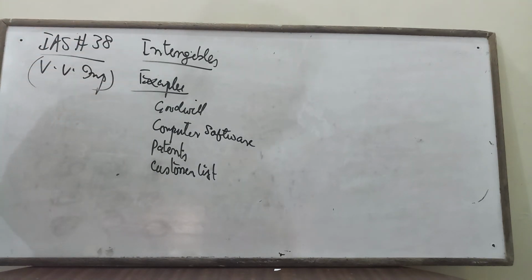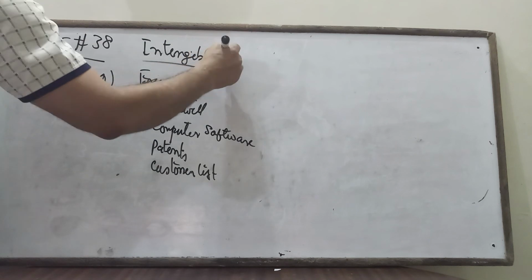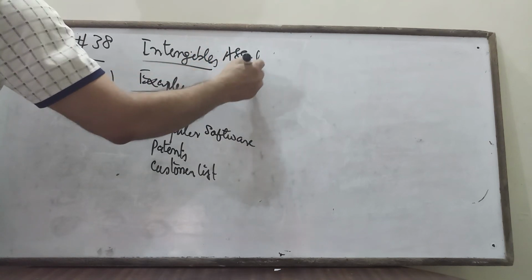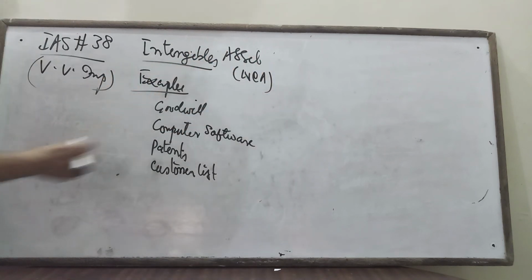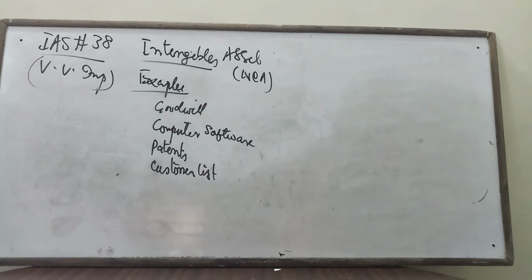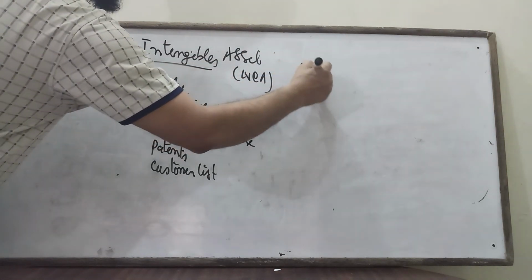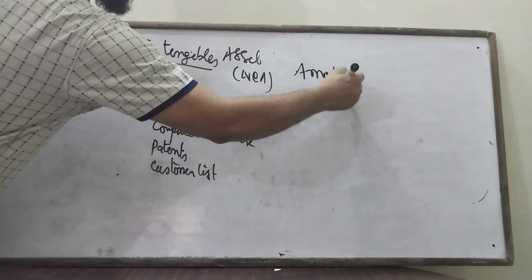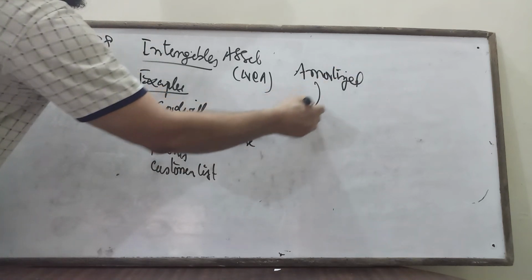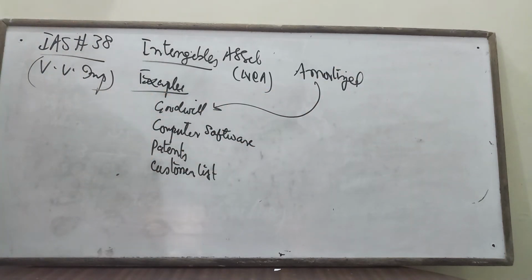Since intangible assets are non-current assets, and non-current assets must be depreciated. But we know that intangible assets must not be depreciated; they must be amortized. Once an intangible asset is recorded, it must be amortized over a future period of time. Intangible assets usually cannot be revalued.